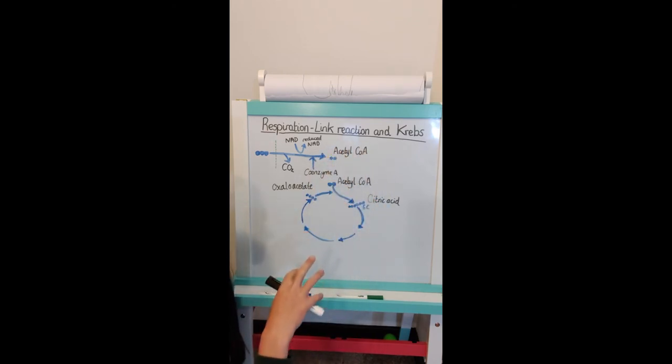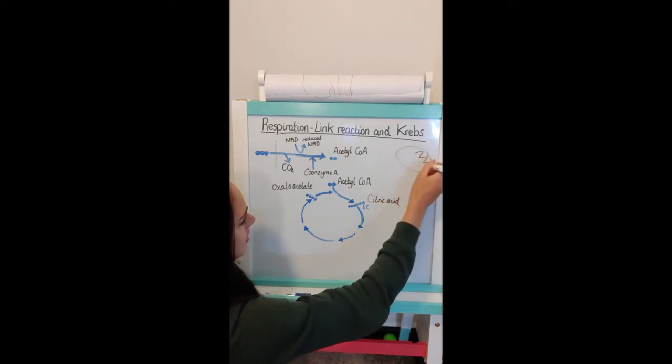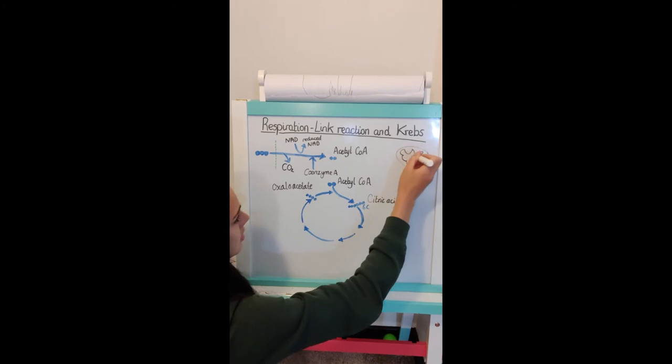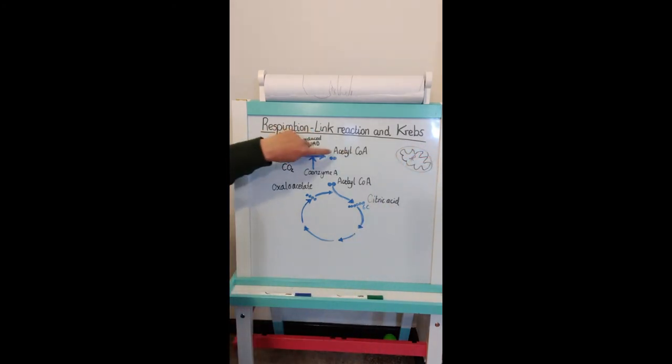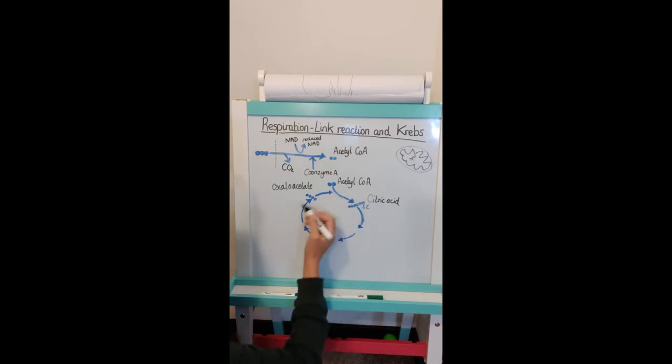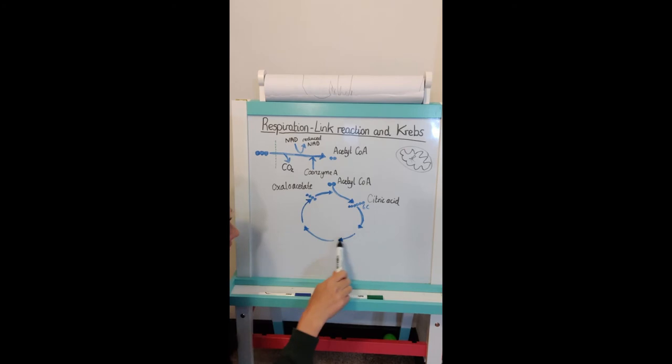Now still within the mitochondrial matrix, so there's your inner membrane. So we're in here now. Inside the mitochondrial matrix, acetyl coenzyme A now joins up with oxaloacetate, which has been produced at the end of this metabolic pathway in the Kreb cycle. They join together and form citric acid. So citric acid, the 6 carbon molecule.